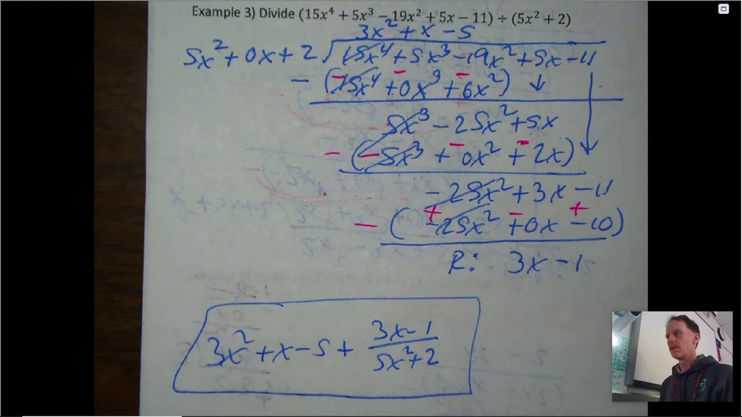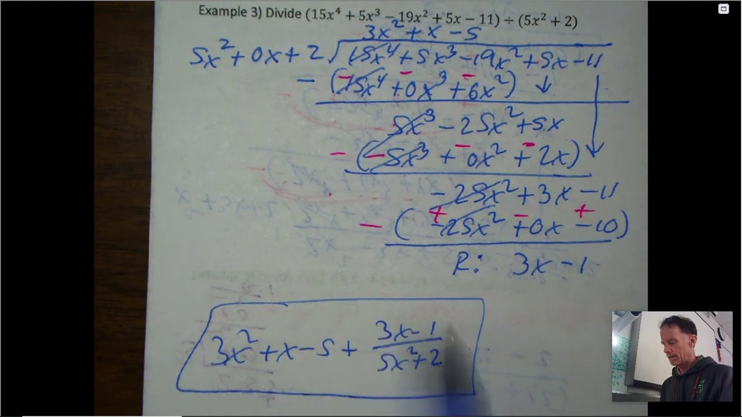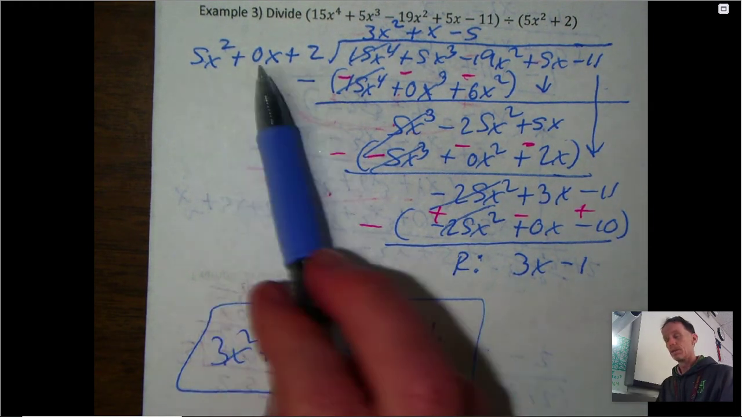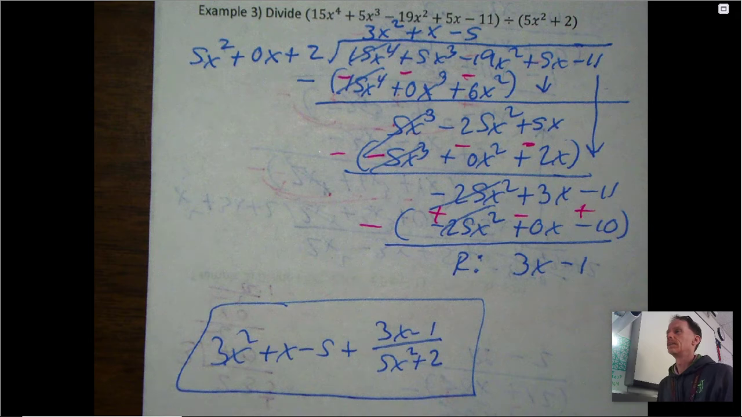So polynomial long division, keep an eye out for missing terms. If you have a remainder, you're going to write that at the end over your divisor. There is another way to divide, sometimes called synthetic division, that we'll do next time.